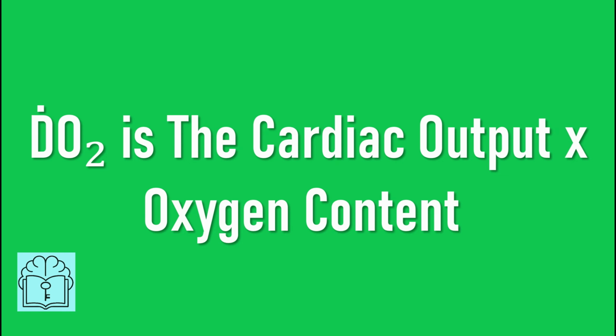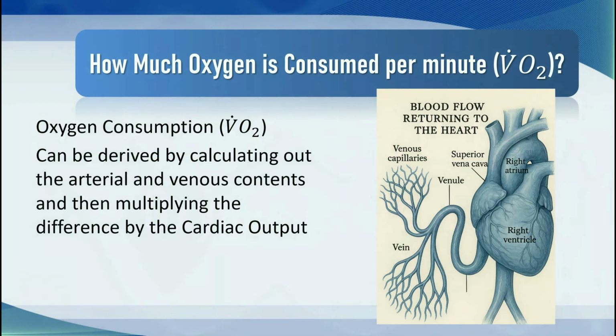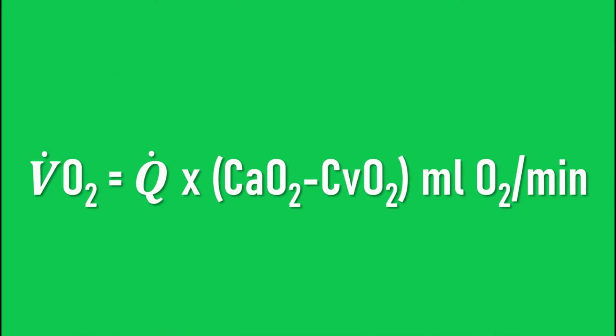With this knowledge, we can now move on and look at oxygen consumption, and that is marked by VO2, V with the dot over it, O2. And it's derived by calculating out the arterial and venous oxygen content and multiplying the difference by the cardiac output. This is the Fick equation. The VO2 is the cardiac output, sometimes represented by a Q with a dot over it, times the arterial minus the venous oxygen content in mils of oxygen per minute.